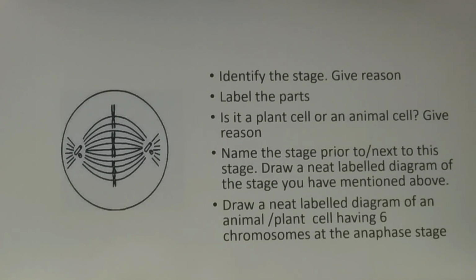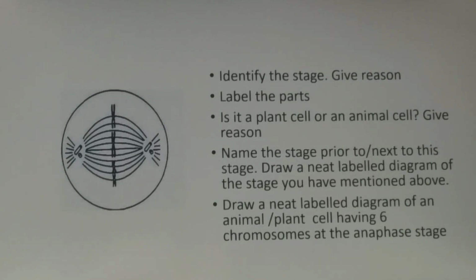Now this type of question, you can expect for the exam. One of the stages of mitosis is given. Here the stage given is metaphase. So the first question is identify the stage, give reason. So we have identified the stage as metaphase. What is the reason for identification? Because the chromosomes are arranged at the equatorial plane or the equator of the cell.